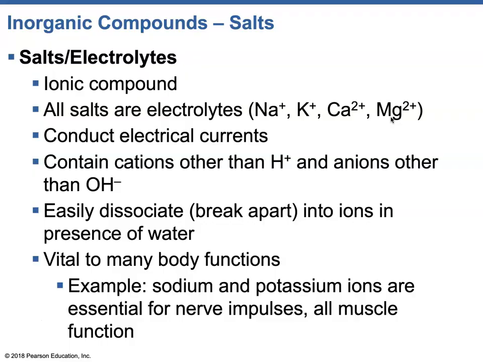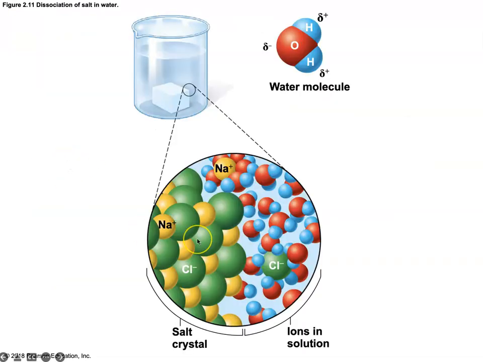We have others that are going to be the anions. Remember, those are the ones that accept an electron. An example of that would be chlorine or phosphate or bicarb. Okay, but either way, we can take these electrolytes and put them in water, and we can break them apart very easily. So we can take sodium and potassium, which are very important for nerve impulses and also for muscle function. This is what will end up causing an electrical charge.